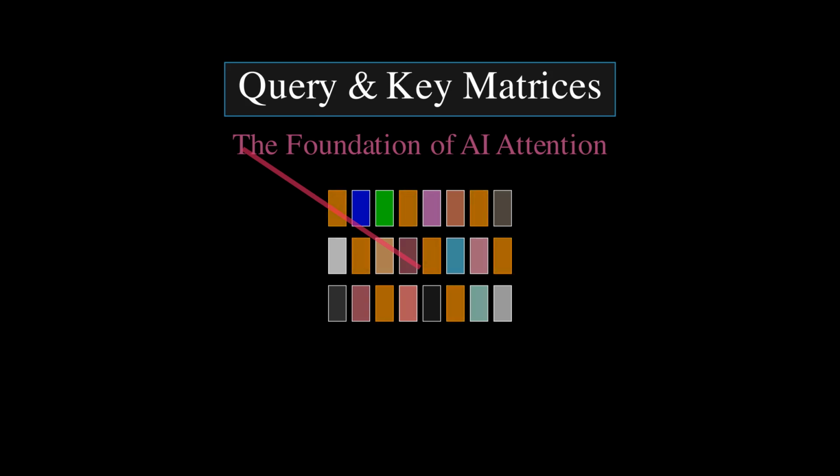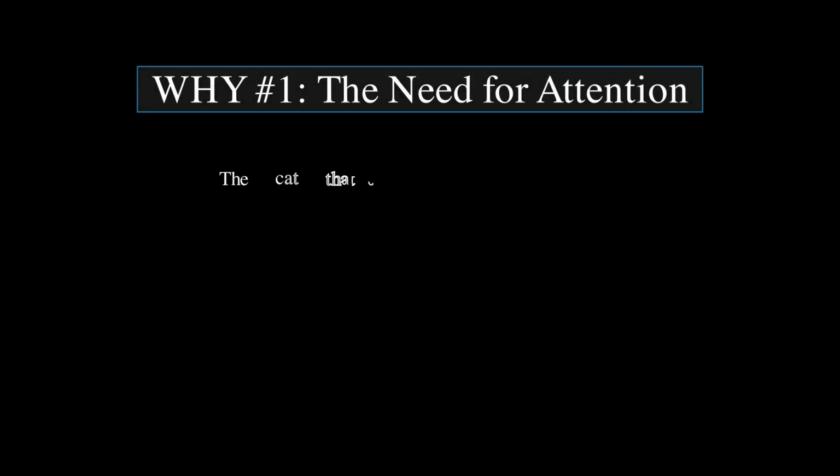This is exactly the challenge that led to one of the most important breakthroughs in artificial intelligence, the attention mechanism in transformers. Today we'll discover why query and key matrices are the secret behind making AI understand and focus on what truly matters. Why do we need attention in the first place?